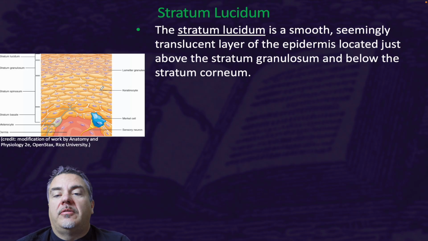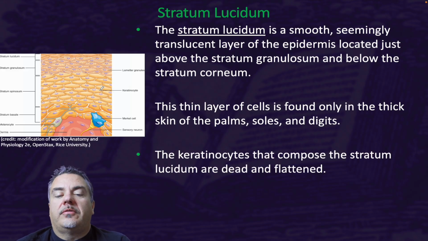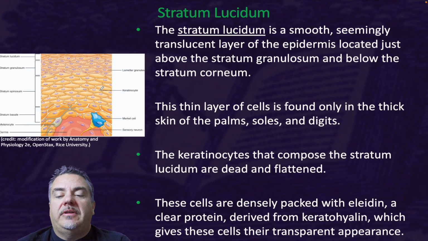The stratum lucidum is a smooth, seemingly translucent layer of the epidermis located just above the stratum granulosum and below the stratum corneum. This thin layer of cells is found only in the thick skin of palms, soles, and digits. The keratinocytes that compose the stratum lucidum are dead and flattened. These cells are densely packed with eleidin, a clear protein derived from keratohyalin, which gives these cells their transparent appearance.